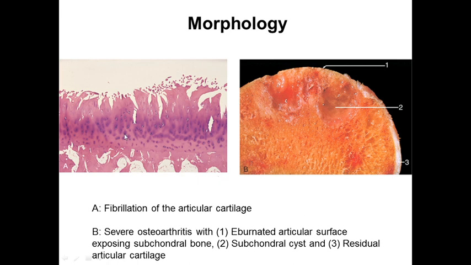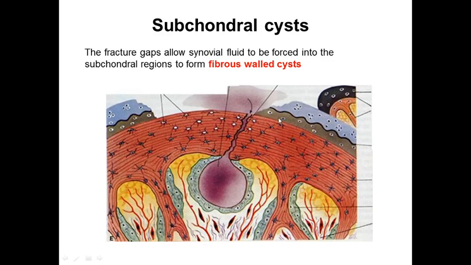And it will also be detectable here: fibrillation of the articular cartilage, and also severe osteoarthritis with exposure of the articular surface, exposing subchondral bone and subchondral cyst formation. You see the residual articular cartilage. And also a malformed subchondral cyst: the fracture gaps allow synovial fluid to be forced into the subchondral region to form a fibrous-walled cyst.